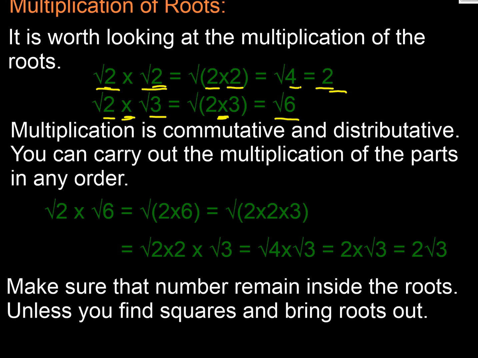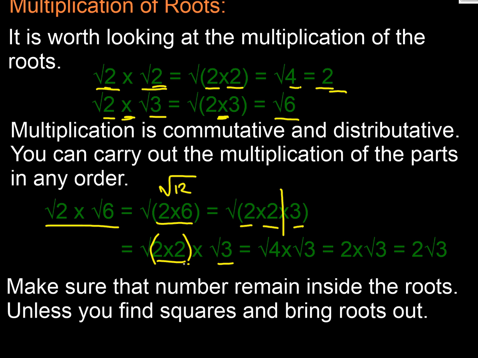The reason I'm suggesting this way of looking at it is what happens if we get root 2 times root 6. Well, they're both roots, so they can be multiplied together inside the root function. So that's 2 times 6, and we could just write that as root 12 and leave it at that. But actually, if we factorize this, we can see it's 2 times 2 times 3. And because all multiplication is commutative and distributive, we can split this into two separate calculations: root 2 times 2 in this bracket and root 3 over here on its own.